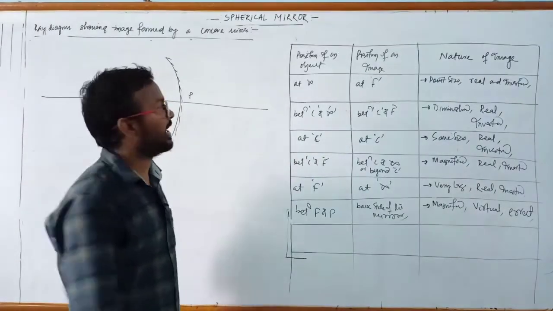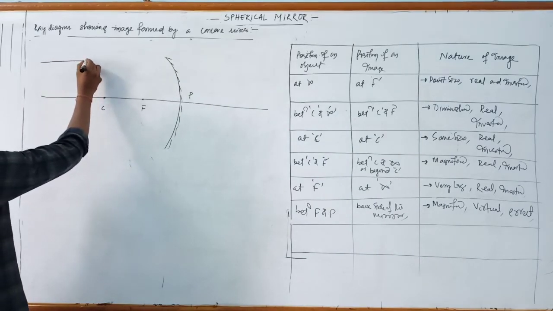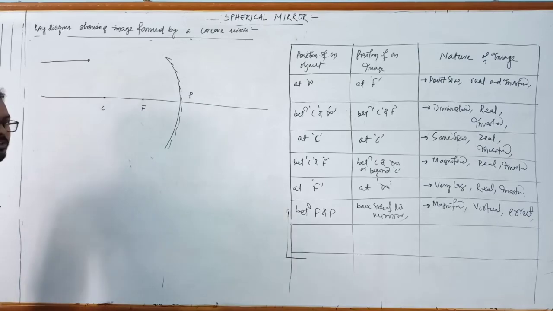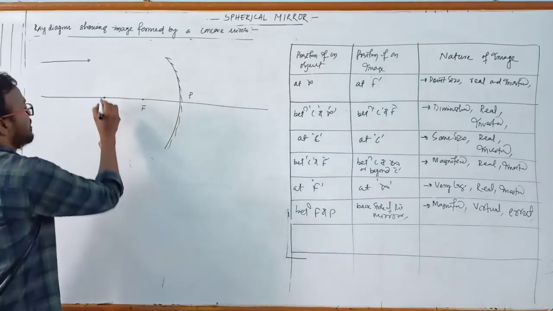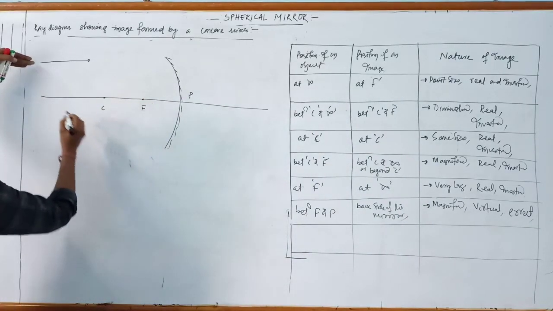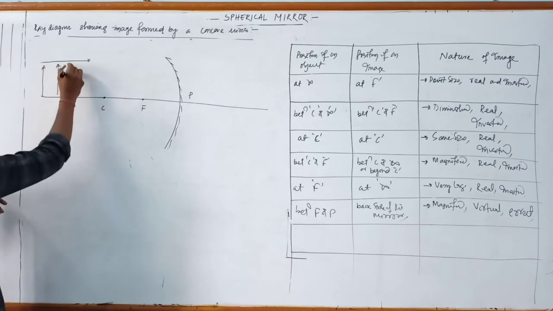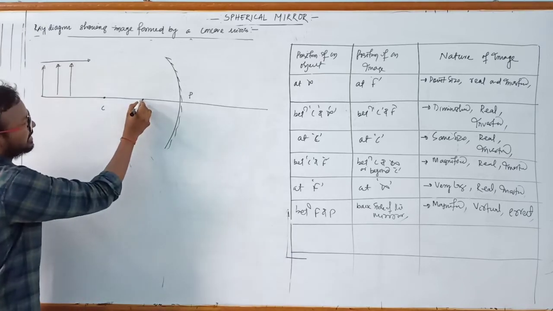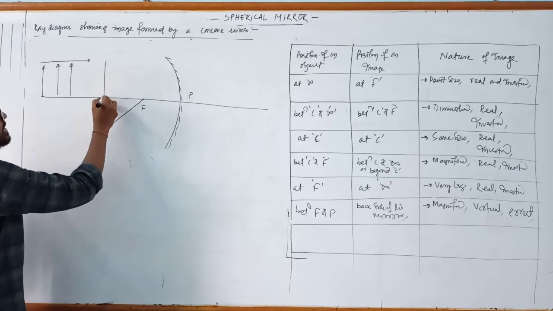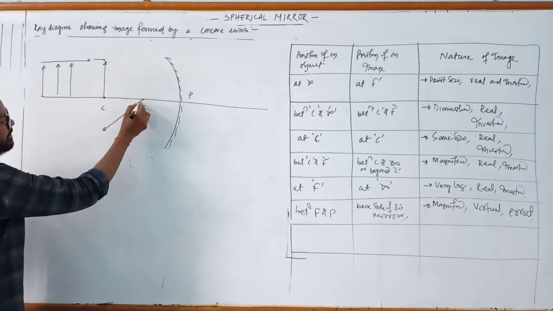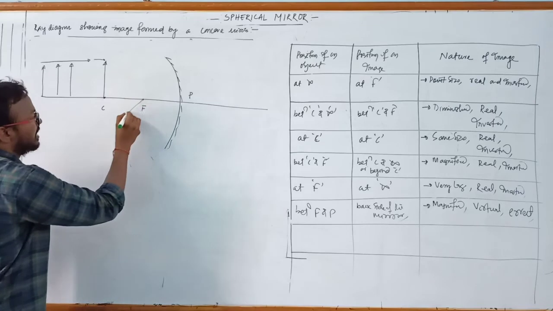From this table we conclude that when the object is at infinity and coming towards the center of curvature, the image is at the focus point. When the object is at infinity, the image is formed at the focus. When the object comes towards this side, the image moves like this. Clear? And when the object reaches the center of curvature, the image also moves in this direction.